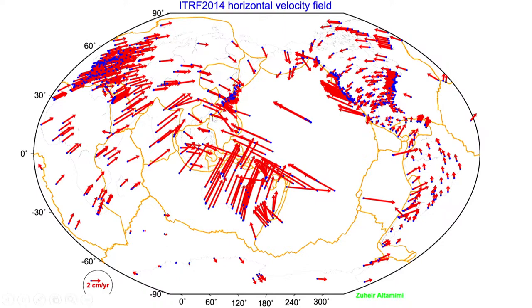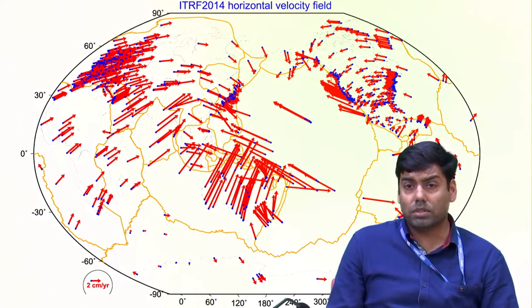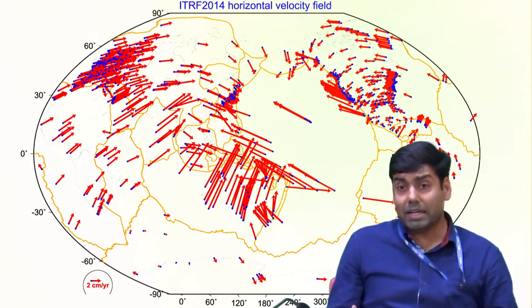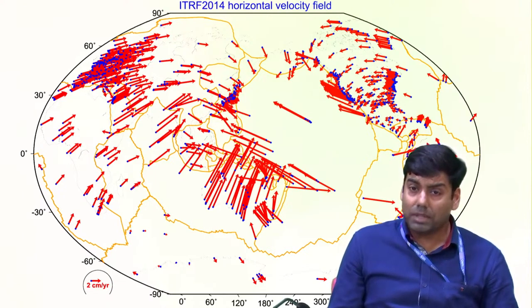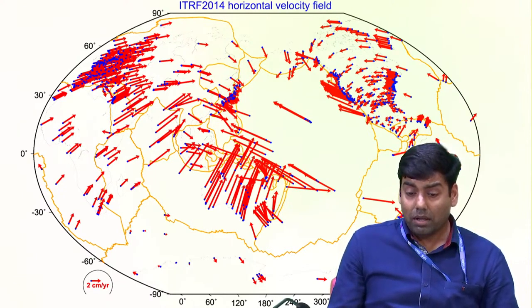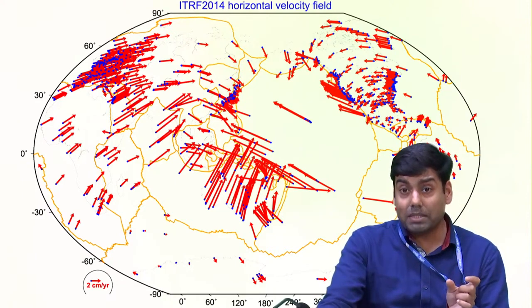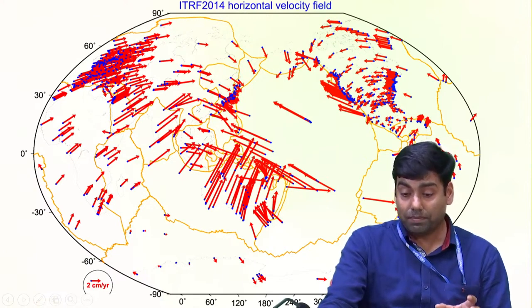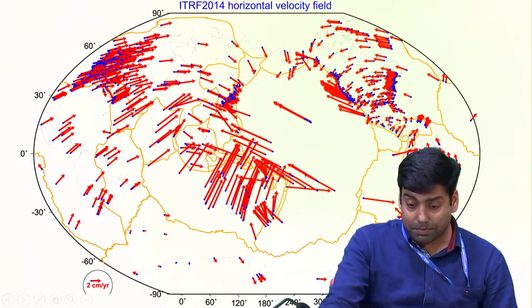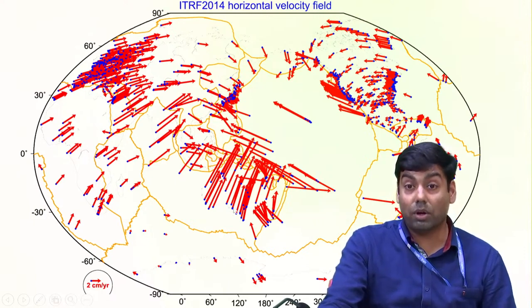In this image you can see the velocity vectors. You can see how the velocity vectors are distributed all around the world, with different magnitudes and different directions. It represents the kinematics of the different plates, from the smaller plates to the bigger plates. A smaller magnitude means the movement is small, and a bigger magnitude means the speed is fast. You can see this Australian plate has the highest velocity.